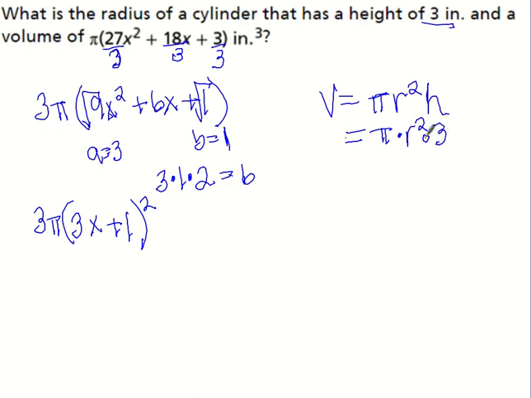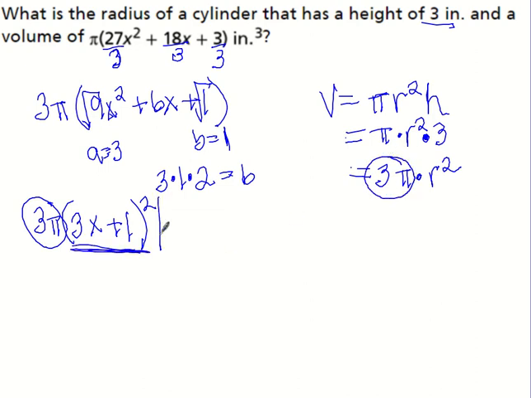I can move some stuff around and change it so that it says 3 pi times the radius squared. And then if we compare it to what we just did over here, look, there's my 3 pi. And here is my part that is squared. So that means that the stuff inside the parentheses is the radius. The radius is 3x plus 1 inches. So that's how you kind of apply this information.